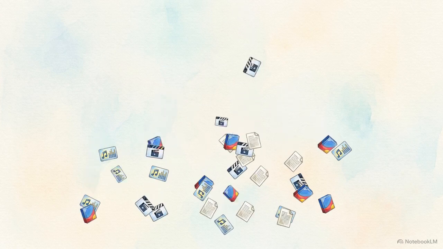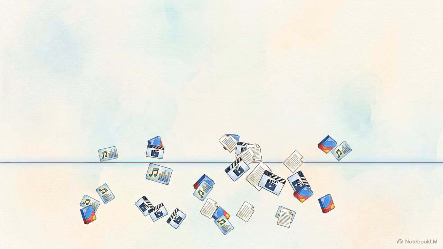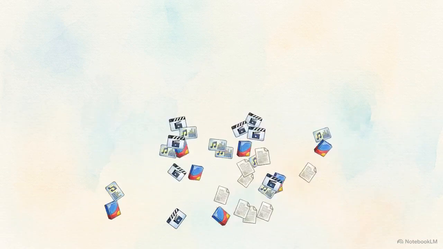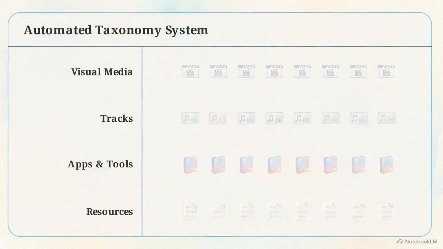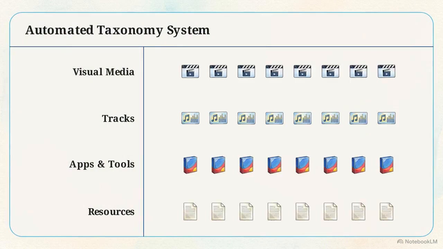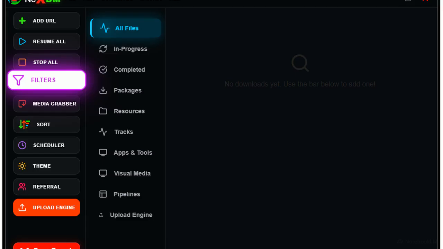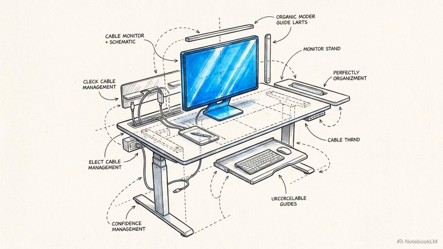Sustaining data speeds near 250 megabytes per second creates a management challenge. A high volume of diverse file types can rapidly clutter the local drive. To manage this, the engine employs an automated taxonomy system that parses incoming metadata without requiring user input. As files finish, the system wraps them into specific categorization menus on the sidebar, such as visual media, tracks, and packages. Automated routing allows the user to maintain a pristine workspace even during high-volume download sessions.